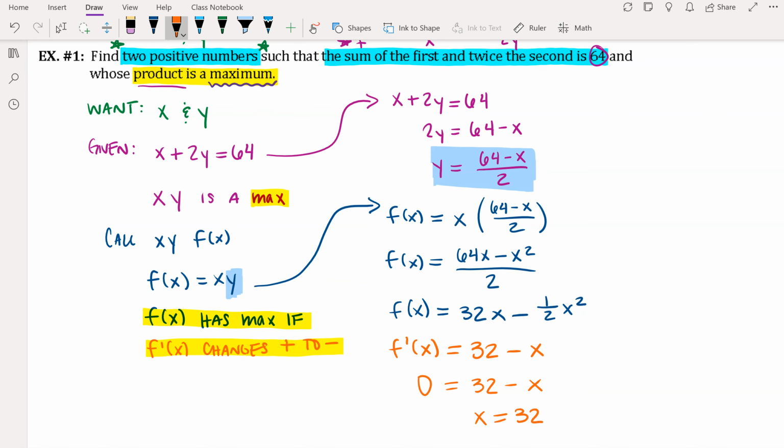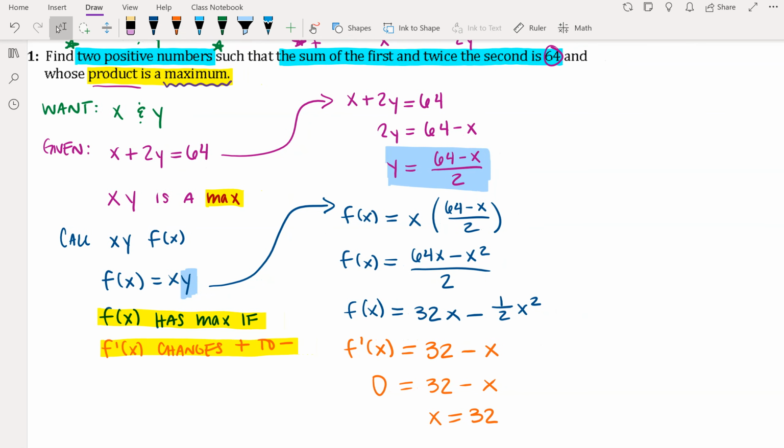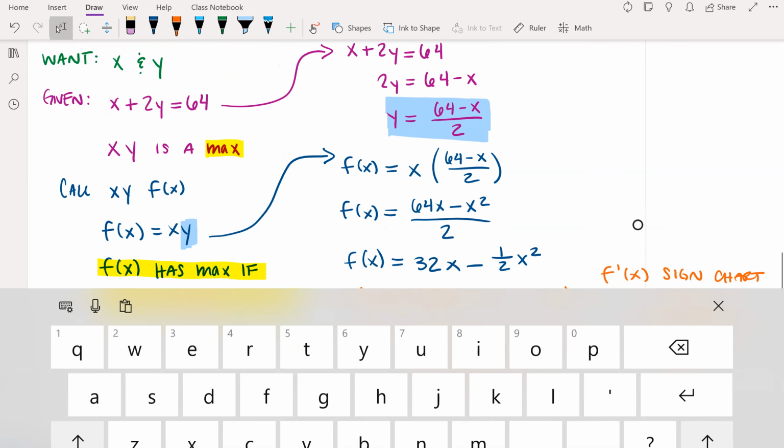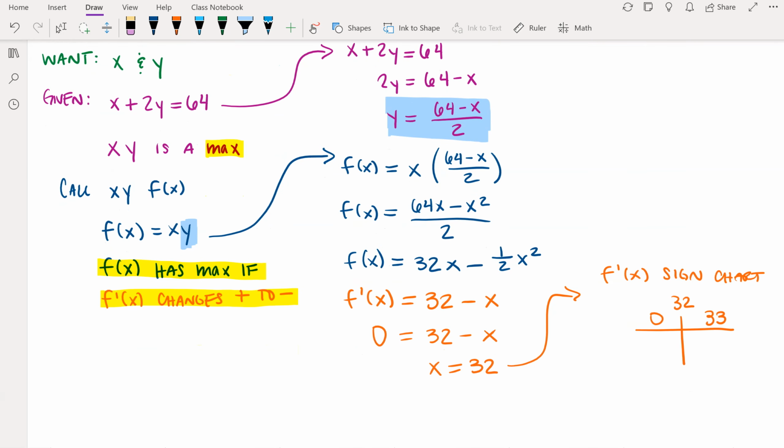Let's do an f prime sign chart now. So I'm going to come over here. We're going to do an f prime of x sign test, or sign chart. And 32 is where we have 0. Let's plug in numbers on the left and the right of 32 into our derivative. So if we plug in 0 into the derivative, into this orange function, we get 32 minus 0. That would give me a positive. If we plug in 33, we get 32 minus 33. That would give me a negative.